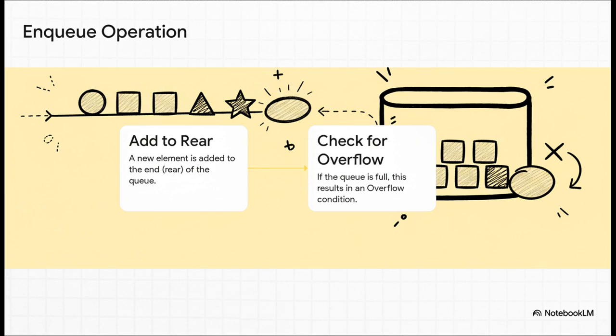But wait, before we can add them, we have to ask, is the line already full? Is it at capacity? If it is, that's an error we call an overflow. But if there's room, boom, the new element is added to the back.